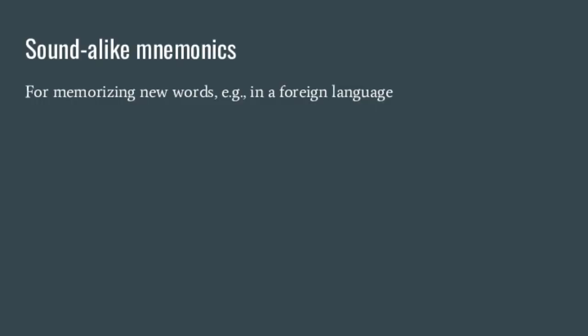So the peg system is something you might find useful or interesting, or maybe not, depending on what you need memorization techniques for. The next one you probably will find useful, and you may have used some of these on your own. Sound-alike mnemonics. You find a phrase or words that sound sort of like what you're trying to remember. And especially if it's something silly or unusual or strange, that really helps you to remember, because again, you have more mental connections between different things, and that helps you to remember.